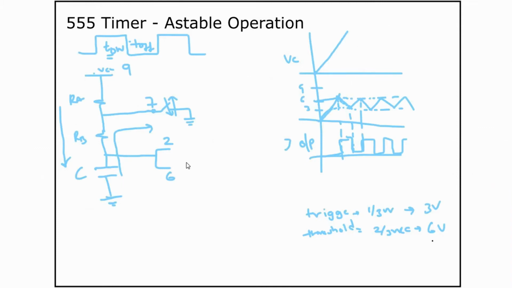So T on is 0.693 (RA plus RB) into C, and T off is 0.693 RB into C. It will charge in this path and discharge in this path. By selecting proper values of RA and RB, you can select the frequency and the duty cycle.